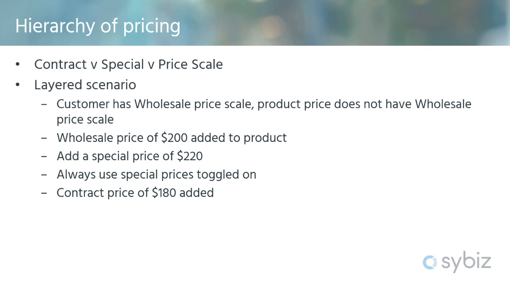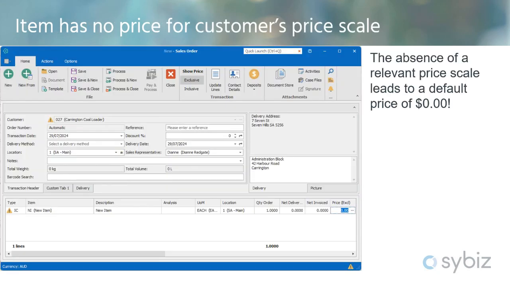So let's look at the hierarchy of pricing to start with. We've got contract pricing, special pricing, and your price scale pricing. And like we did with the cost, we'll go through a layered scenario and point out some of the potential pitfalls and things that you need to be wary of in terms of your controls. So we'll just dive into this layered scenario.